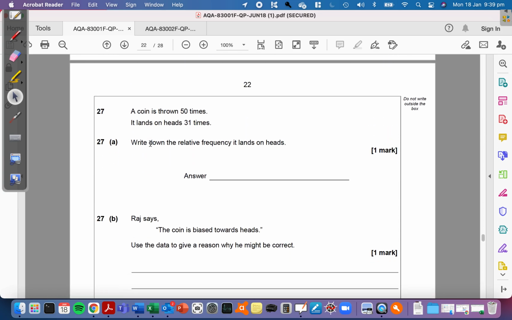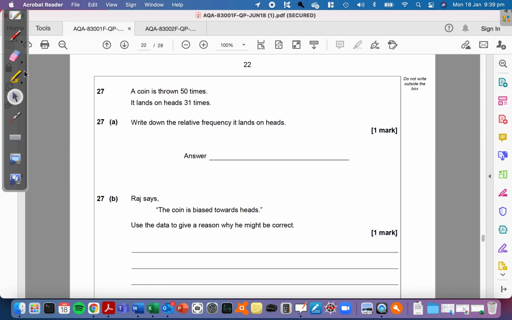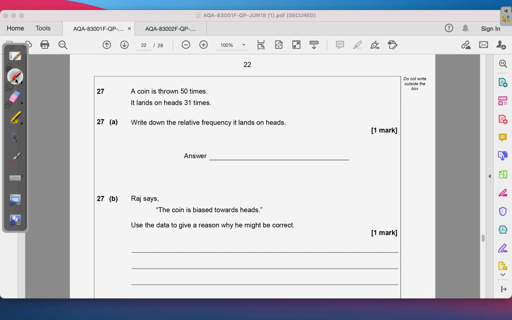A coin is thrown 50 times. It lands on heads 31 times. Okay, so write down the relative frequency it lands on heads. So the relative frequency is essentially a fraction of how many times a certain thing occurs out of the total number of tries. In this case, the total number of tries is 50, and the total number of times that it lands on heads is 31. So the relative frequency is 31 out of 50.